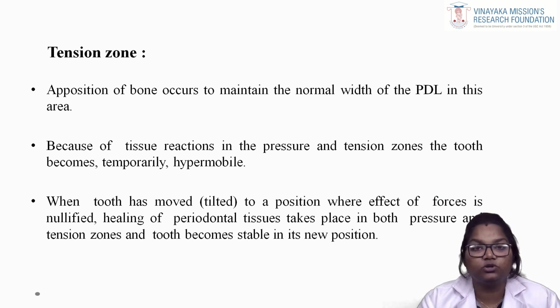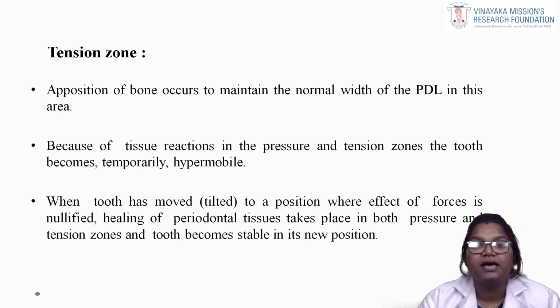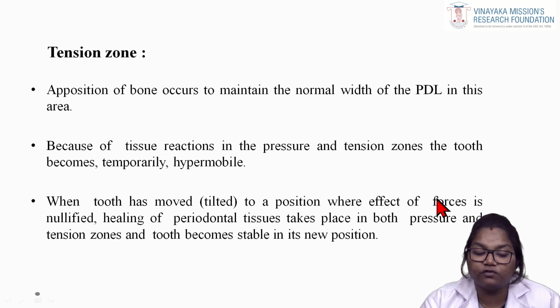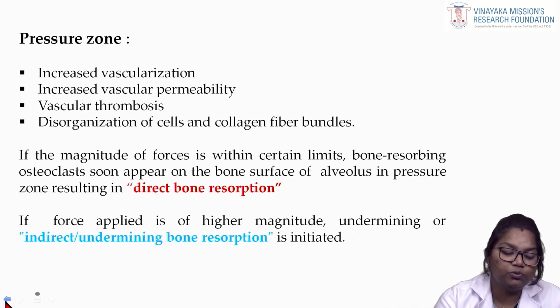Whenever there is a horizontal force or a tipping movement on the tooth, it results in a pressure and tension zone. One side there is bone resorption and another side we have bone formation, and there is compression of the periodontal ligament. Overall the tooth becomes hypermobile. So when the tooth has moved to a position where the effect of the force is nullified, healing of the periodontal tissues takes place in both pressure and tension zones, and the tooth becomes stable in the new position.